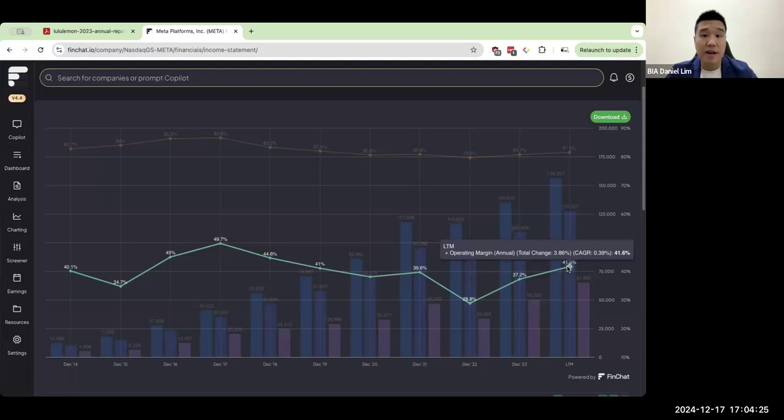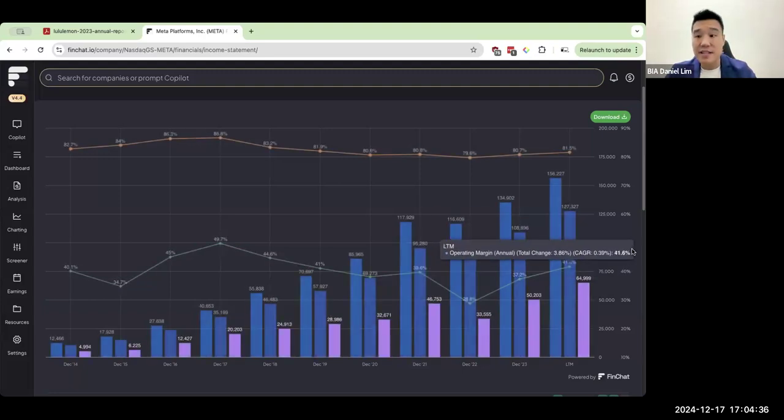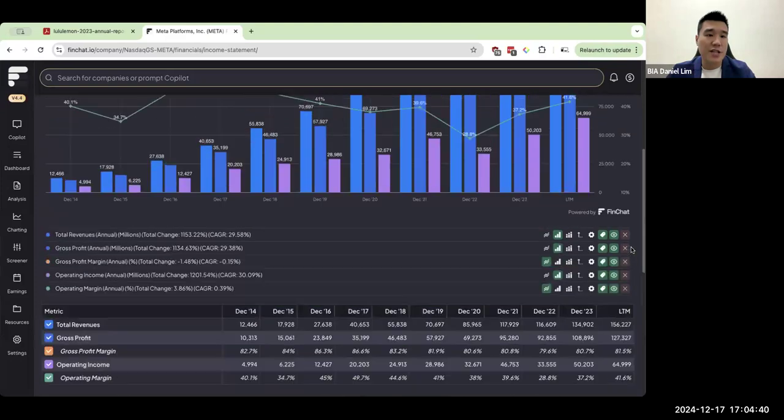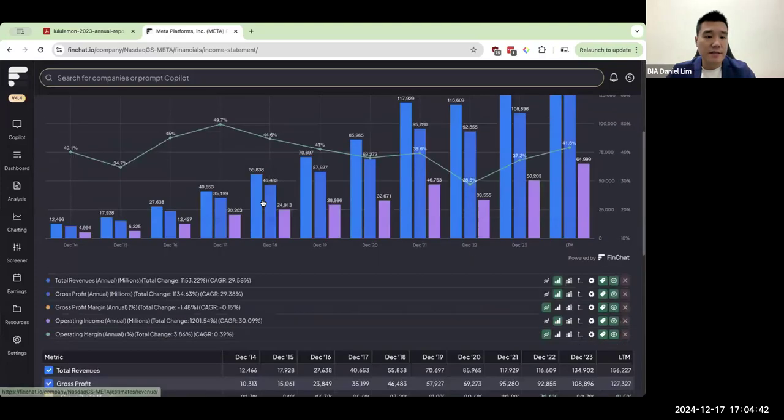Wow, not bad, consistently around 40, 30, and then back to 40 again. So Facebook is a very strong business. Operating margin: out of every $1 of revenue, their operating income is 40 cents. Very, very good. So this is the income statement. Good company. So let's move on to the next one. Balance sheet.